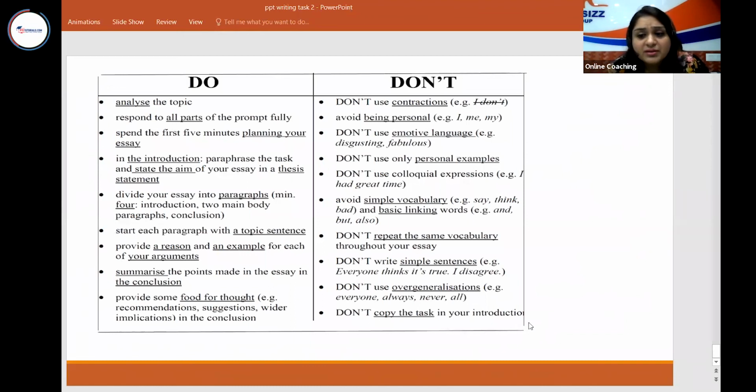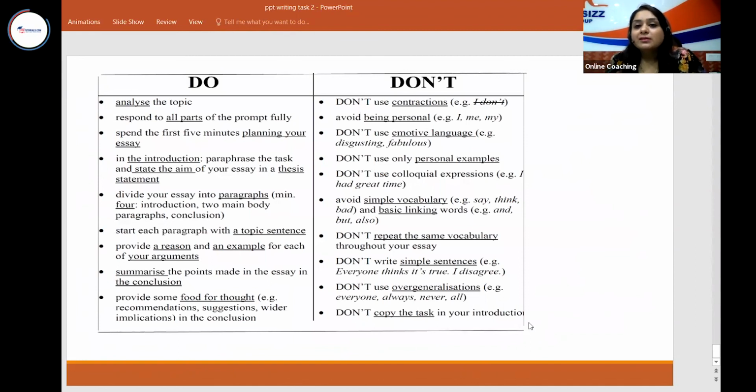Now, do not use contractions. Seriously, it is important. Contractions means the short forms of writing, phrases like I don't, I can't, don't, can't, shouldn't, ain't. Please do not write them. They are not allowed in the essay.